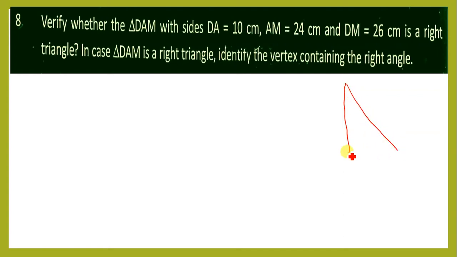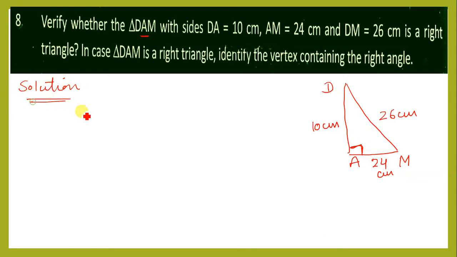It says triangle DAM. So here this is A. This is your D. DAM. Now what is DA given? 10 centimeter. What is AM? 24 centimeter. What is DM? 26 centimeter. Now you have to verify whether the given triangle is a right angle triangle or not, and if it is so, you have to identify the vertex also.